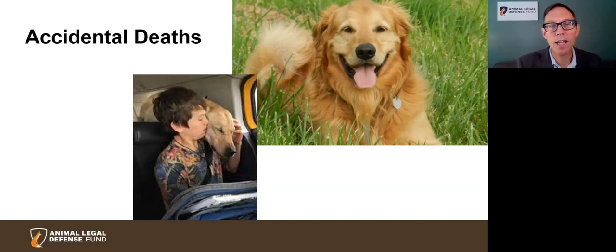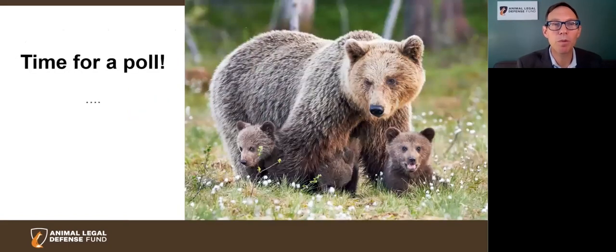So next, it's time for a little break in our program. It's time for a poll. And here's your poll question. Everyone gets to participate. How many accidental or unintentional deaths do you think were reported by Wildlife Services in 2021? Go ahead, and only one answer is correct. Go ahead and take the poll now, and we'll give you a little bit of time to record your answers.